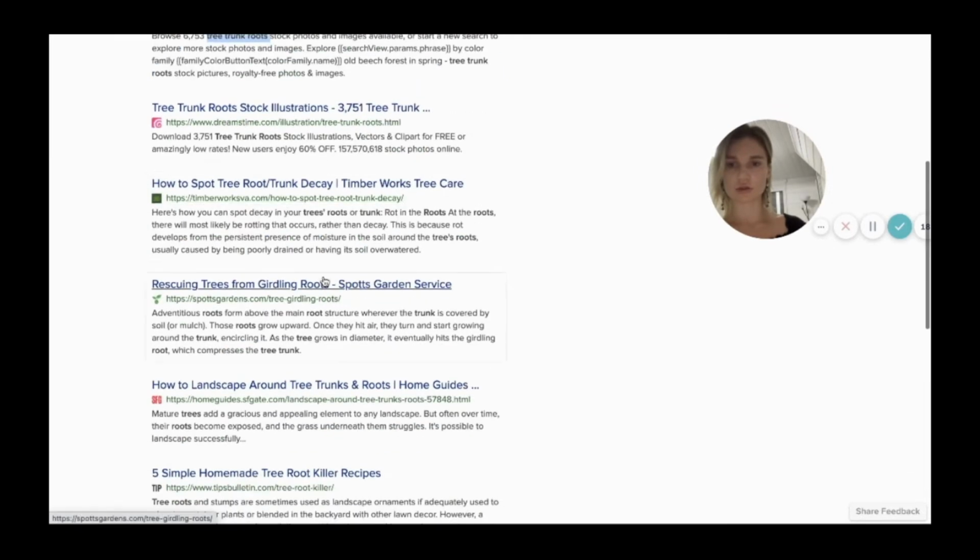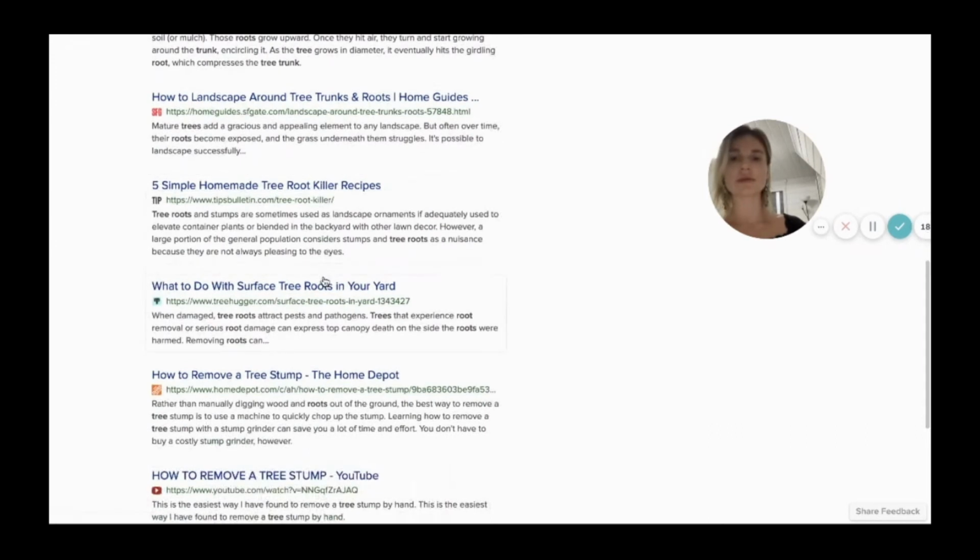Okay, this is stock illustrations. This doesn't count. We need something in the context. When damaged, tree roots. We can say tree roots. We can say tree trunk.